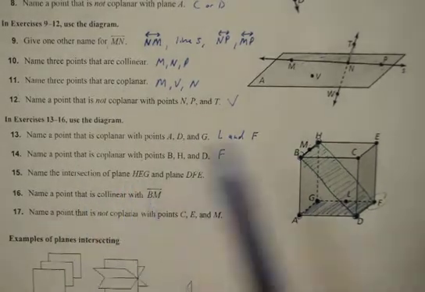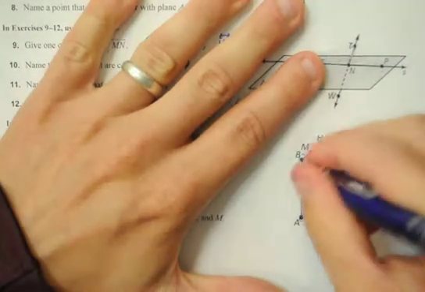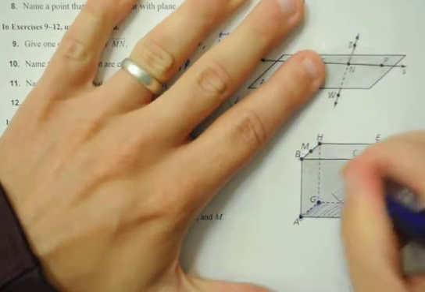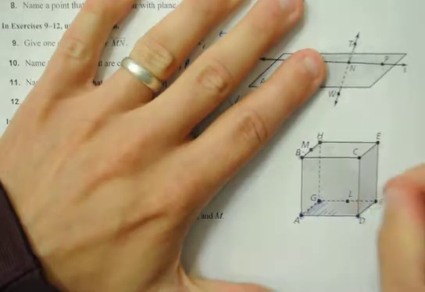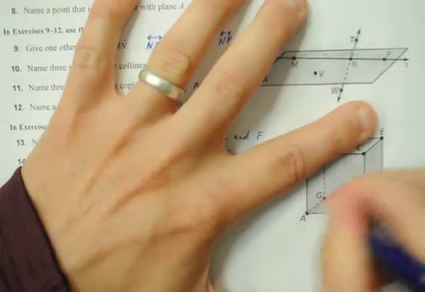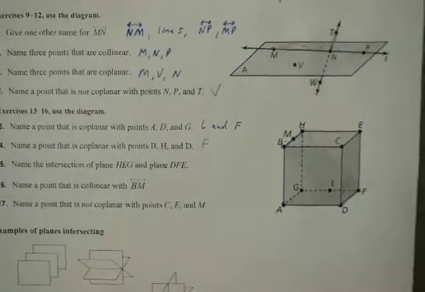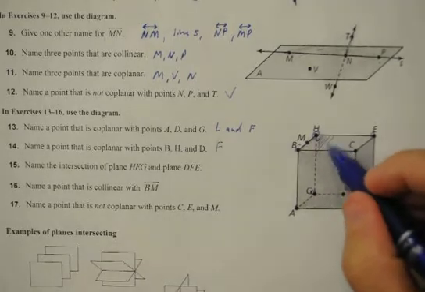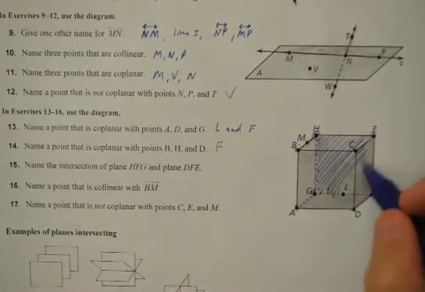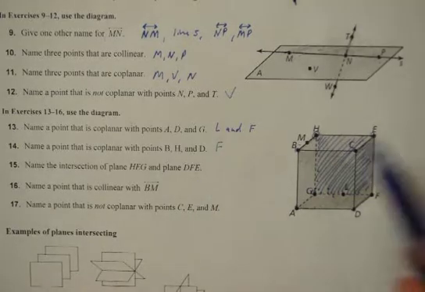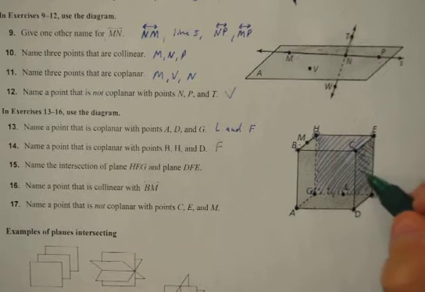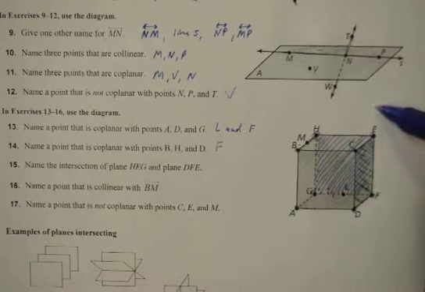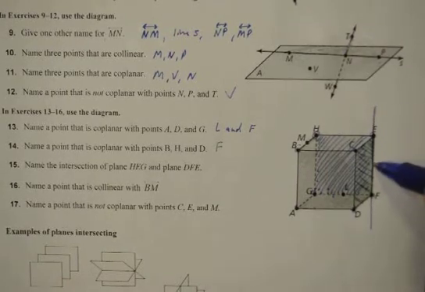Name the intersection of planes HEG. So let me erase this real quick. HEG. Go ahead and try to figure out what plane HEG is. So HEG, that'd be like this back plane. And plane DFE, that'd be like this side plane. So where is the back intersecting the side? That is right here. Right here is where they intersect.